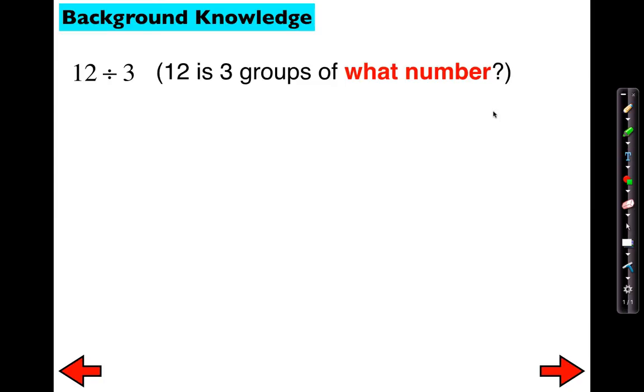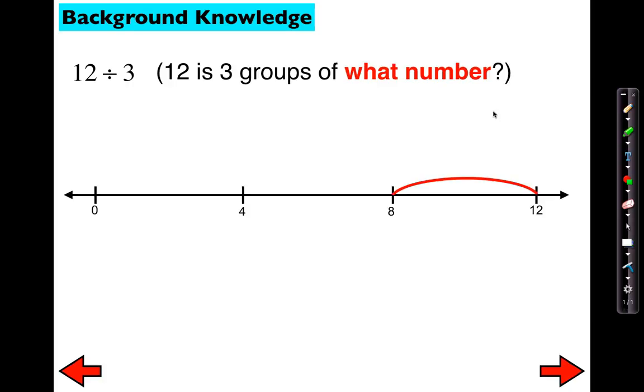Okay, so 12 divided by 3. So basically you're thinking of 12 is 3 groups of what number? Hopefully your answer is 4. 4, 4, and 4 gives you 12.